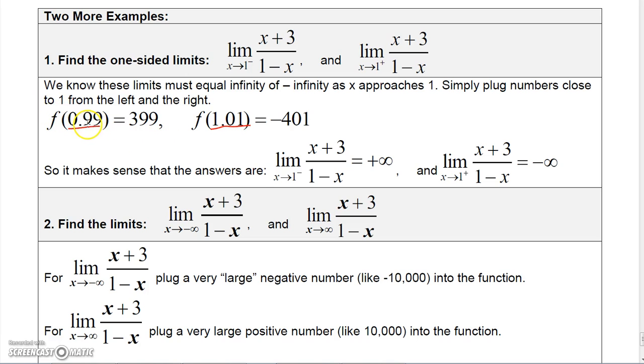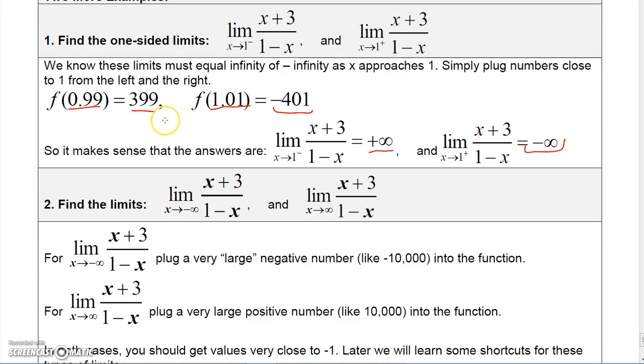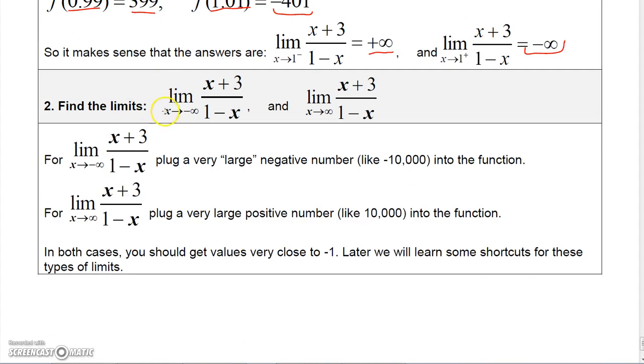So if I plug a number to the left of 1 in, I got a positive number, so I'm going to say that's positive infinity. And when I plugged a number just to the right of 1 in, I got a negative number, so I know that's going to be negative infinity. Okay. Now, if you want to evaluate it at negative infinity and infinity, then just plug very large numbers in.